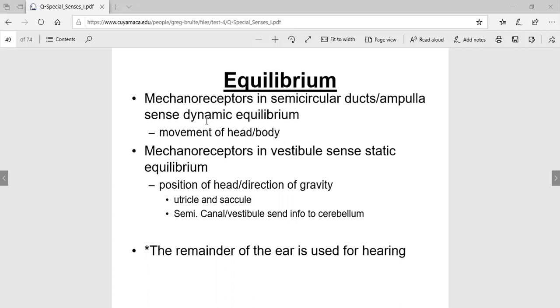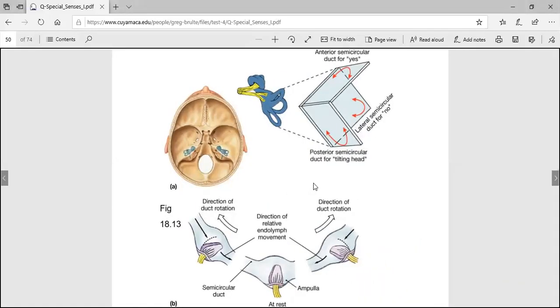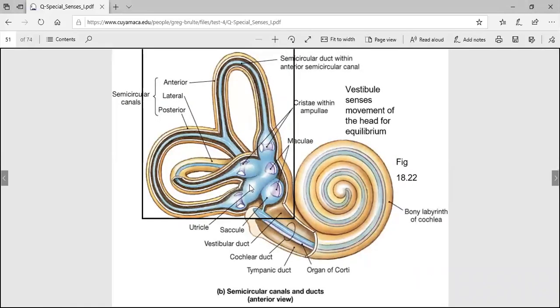So equilibrium. Remember, there's dynamic versus static equilibrium. Dynamic is motion. Static is like your head is moved to one side. Even though your eyes are closed, you know it's to one side. You're holding it still, but that's called static equilibrium. And that's done by the utricle and saccule for the static. So the utricle would be here. The saccule would be here. That's for static equilibrium.